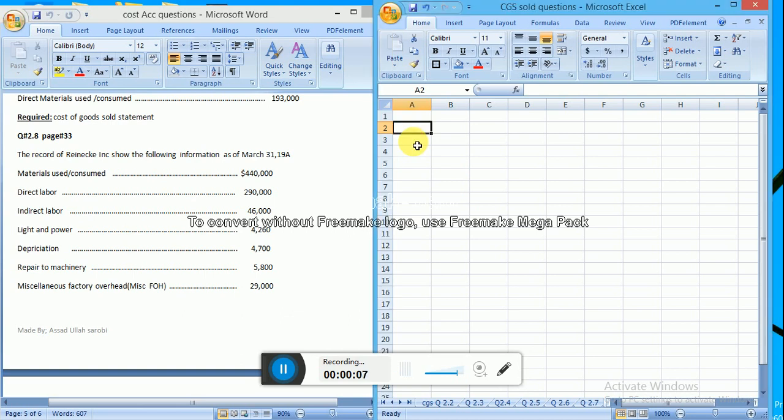Today our question is 2.8, page number 33. So let's start our question.